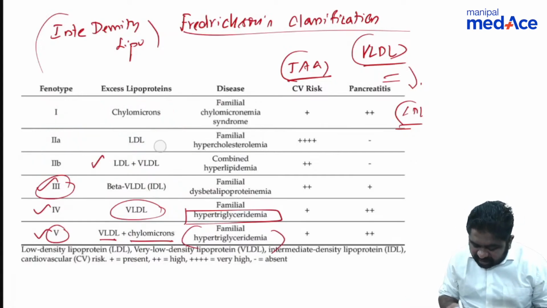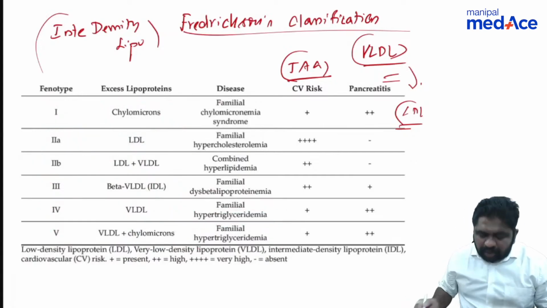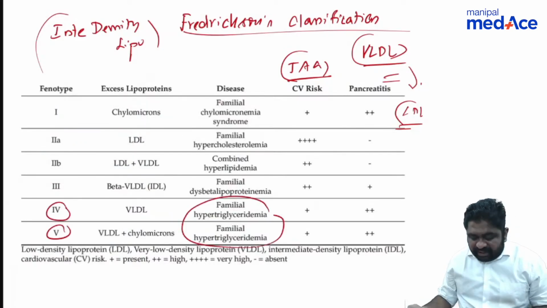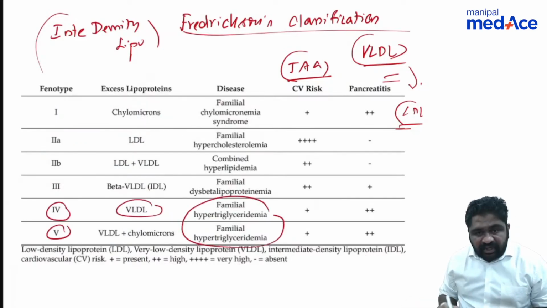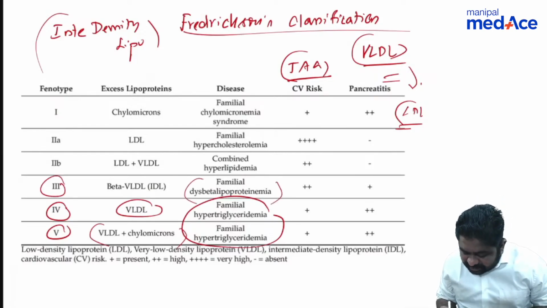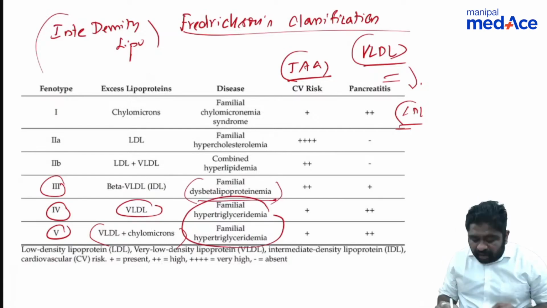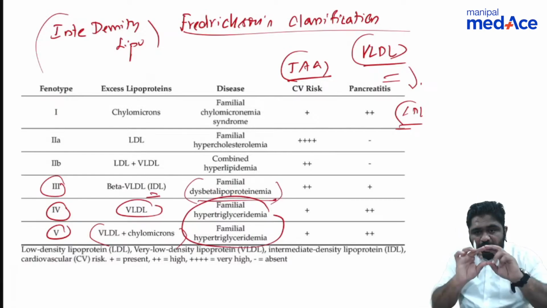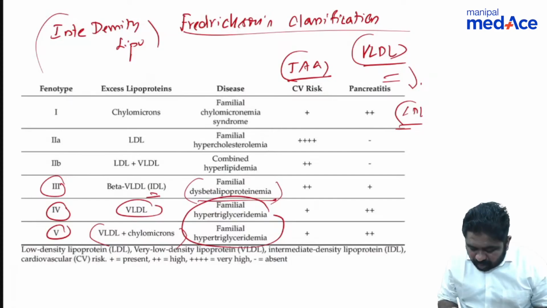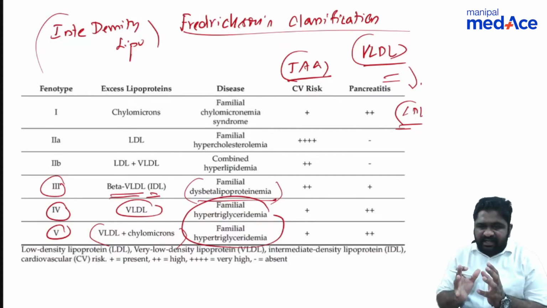Now, let me erase these annotations. Watch very carefully. In type 5 and type 4, it is familial hypertriglyceridemia. In type 4, it is just VLDL. In case of type 5, it is both VLDL and chylomicron. In case of type 3, it is familial dysbetalipoproteinemia. Why do they call it that? Because we are focusing on the electrophoresis of these lipids: in the beta position, the VLDL will accumulate. So you call it beta VLDL.